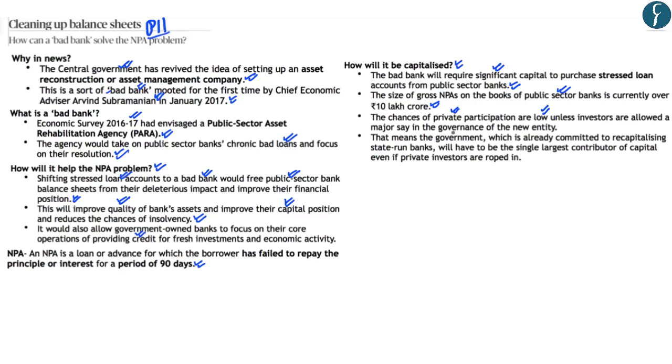Therefore, this means that the government of India, which is already committed to recapitalizing the state-run banks, would become the single largest contributor of capital to the bad bank. And so the burden of capitalization of the bad bank would fall onto the government of India. So now hopefully up till here you understood what a bad bank is and how this bad bank is intended to solve the NPA problem. And apart from this, you also understand the challenges involved in the capitalization of such a bad bank.